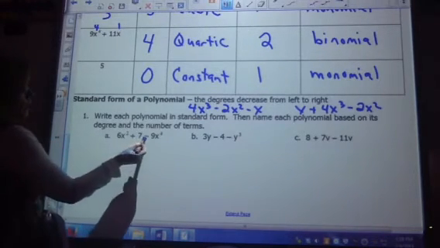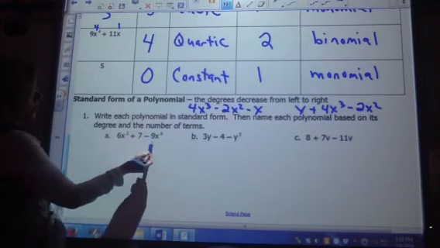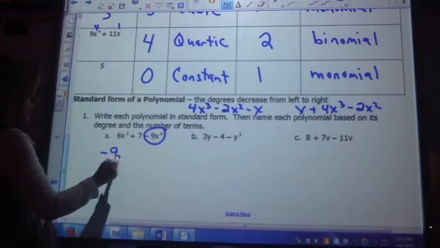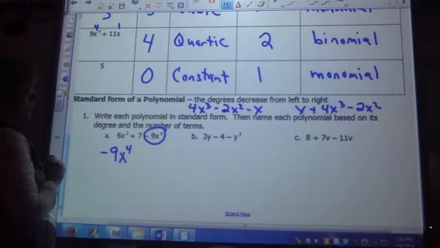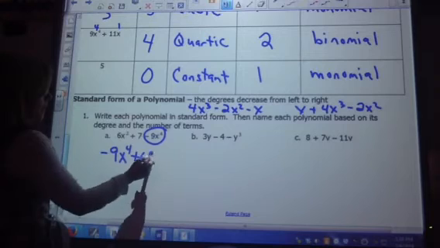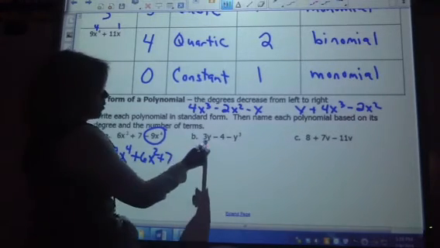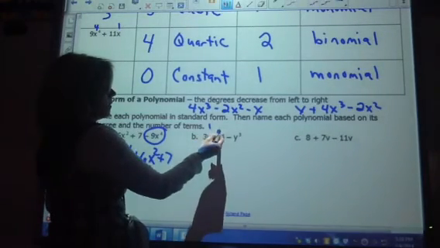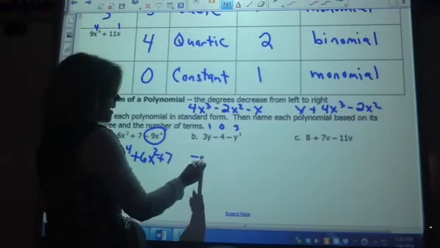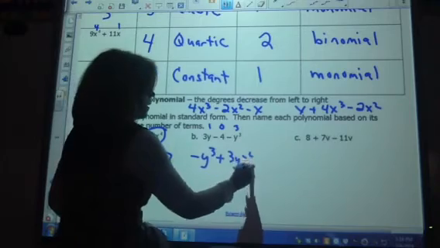Alright? So we have 3 terms. This is a trinomial. We need the term with the highest degree, which is this one right here. Remember, that's a negative 9x to the 4th power. Then we have a degree of 2 and a degree of 1, plus 6x squared plus 7. Okay, another way you can do it is list your degrees. Degree of 1, degree of 0, and degree of 3. So you want your highest degree first. Remember, that's a negative y cubed plus 3y minus 4.